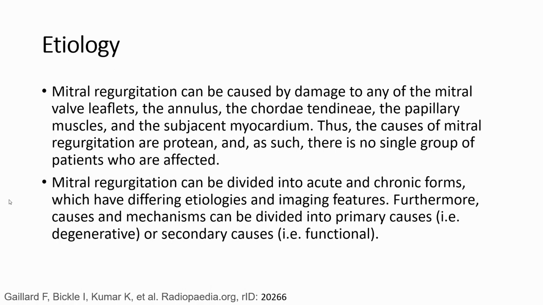Etiology. Mitral regurgitation can be caused by damage to any of the mitral leaflets, the annulus, the chordae tendineae, the papillary muscle, and the subjacent myocardium. Because the causes of mitral regurgitation are protean, there is no single group of patients who are affected. Mitral regurgitation can be divided into acute and chronic forms, which have different etiology and imaging features. Furthermore, cause and mechanism can be divided into primary cause, for example degenerative, and secondary cause, which is functional.